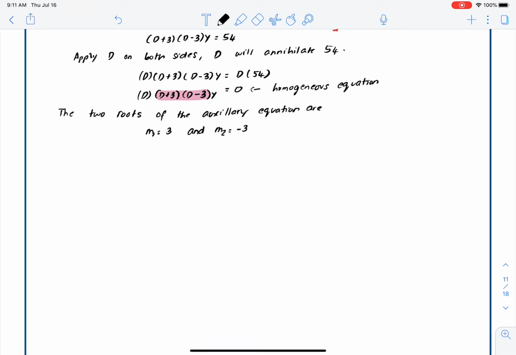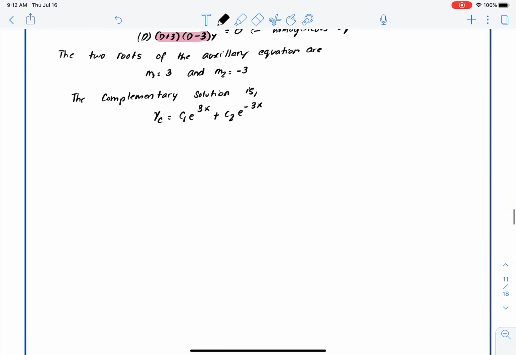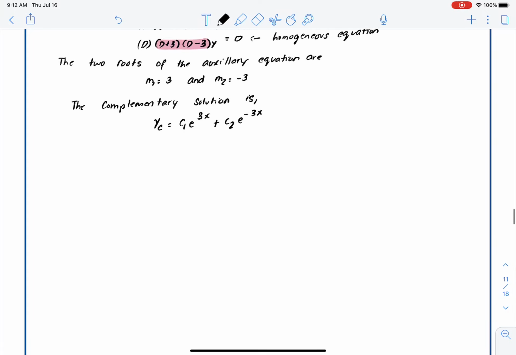So I'm just setting d plus 3 equals 0, d minus 3 equals 0. I end up getting the two roots. So the complementary solution is yc equals c1 e raised 3x plus c2 e raised minus 3x. Now we have to find the particular solution. This is where the annihilator approach comes in handy.